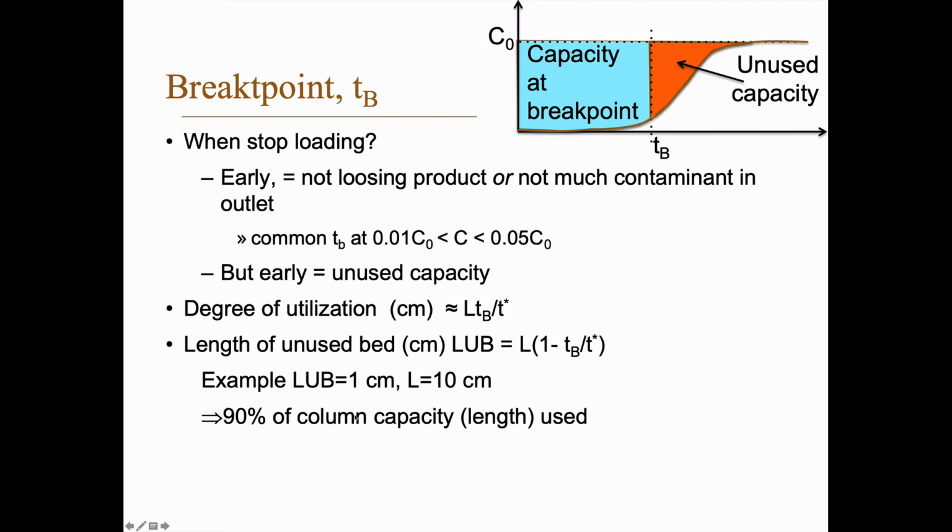This is a simplification. It relies on this area below the breakthrough curve, so how much has come out, to be negligible in comparison with the capacity at the breakpoint. And you can look in the compendium for more details on how that works.